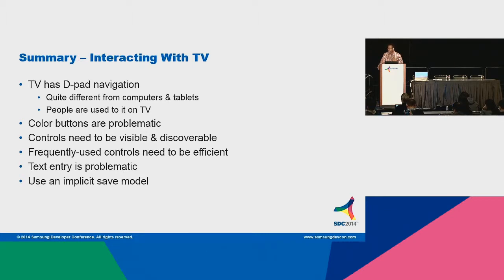Color buttons can be confusing, and controls need to be visible and discoverable. Make sure that frequently used tasks are very efficient, and remember that text entry is problematic, so think about other ways to use large-scale text entry. And always use the implicit save model unless you're convinced there's a risk of memory loss.